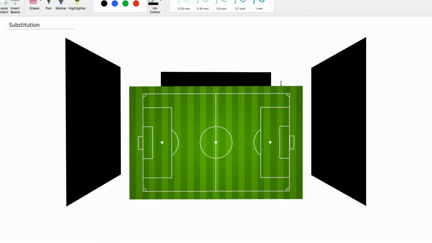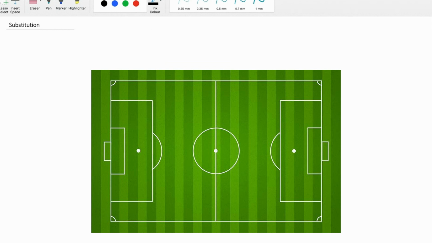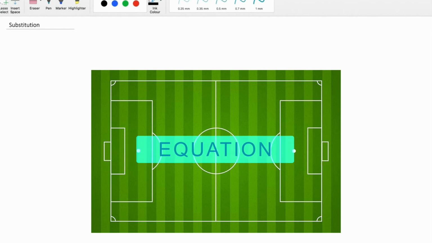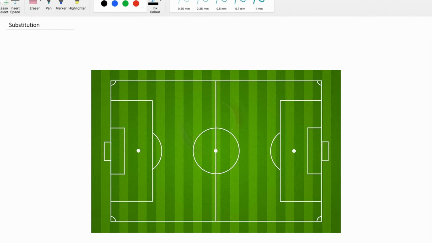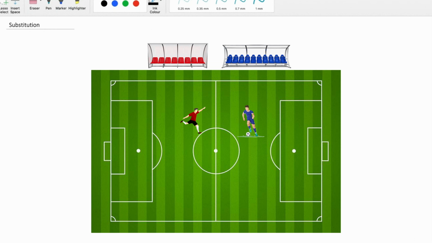Now imagine you have a field of players. Imagine the field is your equation. Your players are the variables. And let's just say your substitutes, or the subs that are sitting on the bench, are your numbers.